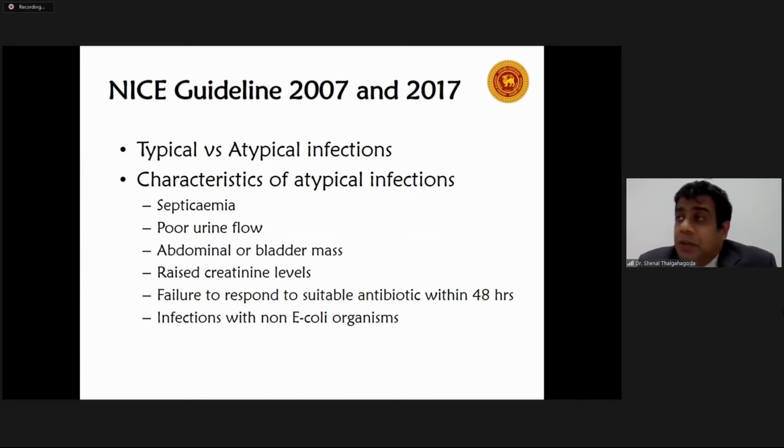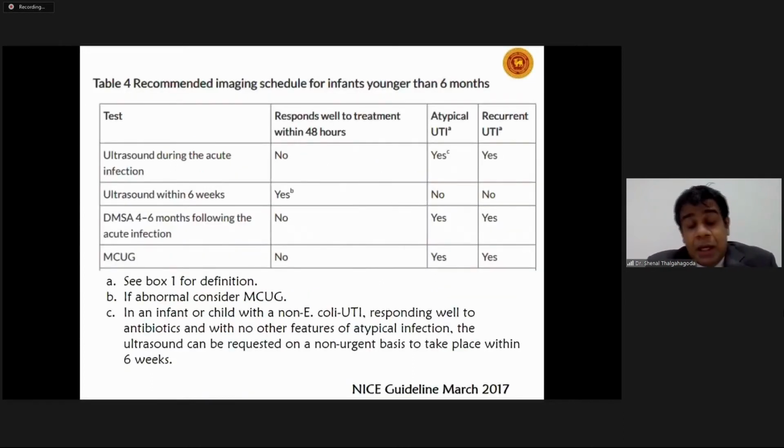So what are the characteristics of atypical infection? If the child is very ill and septic, if there is a poor flow of urine at all times, not only during the infection, if there are palpable kidneys or palpable bladder, if there's a raised creatinine level, and if the patient fails to respond to the appropriate antibiotic within 48 hours. And if there are infections with non-E. coli organisms, especially Pseudomonas and Enterococci. So if these features are there, these patients are classified as having atypical infections, and they are the only ones who require extensive management, extensive investigation.